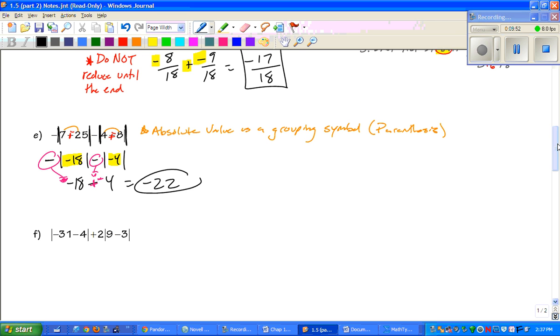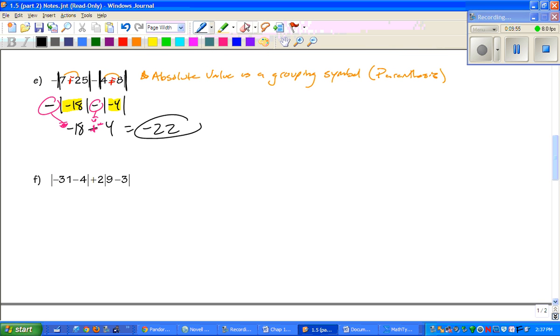All right, let's look at F. We've got two guys inside the absolute value, so we're going to do those first. We get the absolute value of negative 35 plus the 2 stays there. 9 minus 3 is 6. The absolute value of negative 35 is a positive 35 plus that 2 stays there, and that turns to 6.